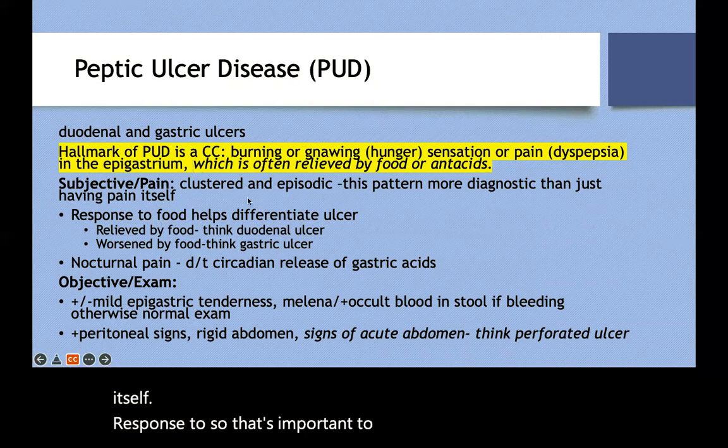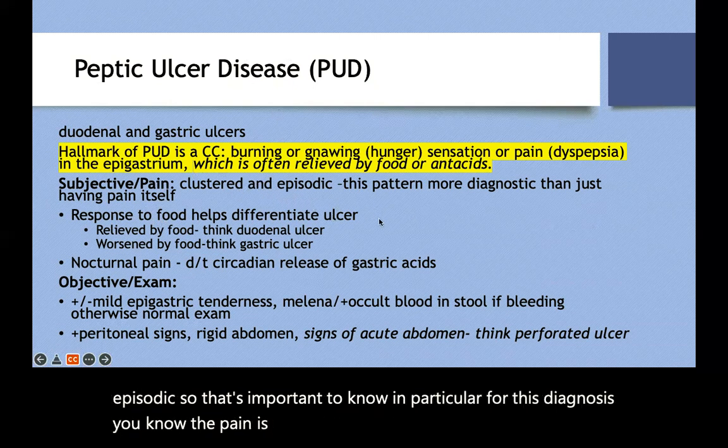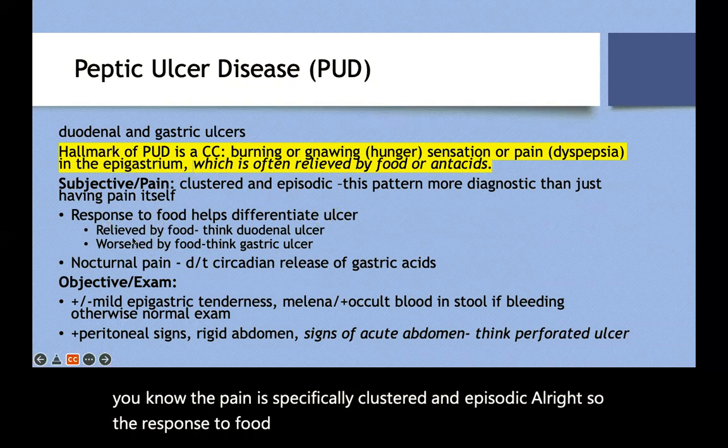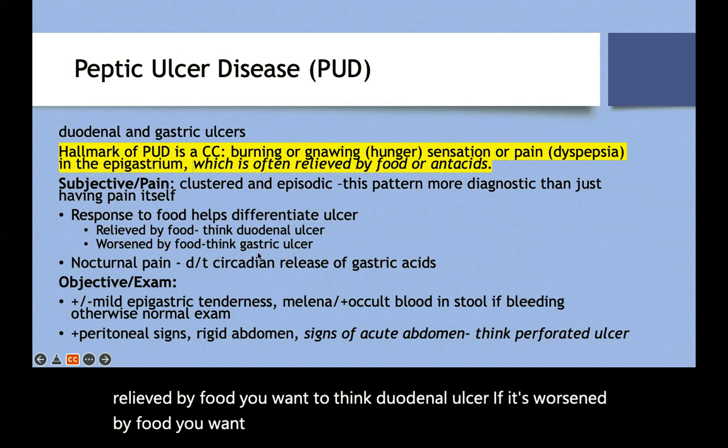So it's clustered and episodic. That's important to know in particular for this diagnosis, if the pain is specifically clustered and episodic, all right? So the response to food helps differentiate the ulcer. If the pain is relieved by food, you want to think duodenal ulcer. If it's worsened by food, you want to think gastric ulcer.